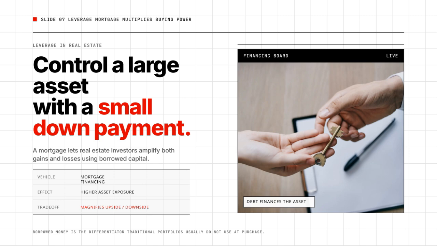Using borrowed capital, a mortgage lets investors magnify both their potential gains and their potential losses. In other words, leverage increases your exposure to the asset, meaning you can own more property than you could if you were only using your own money. However, this increased exposure comes with a trade-off. While it can significantly boost your upside when property values go up, it also magnifies your downside risk if values decline. The essential differentiator here is debt financing.